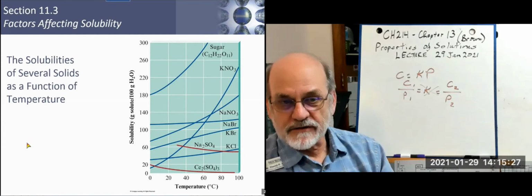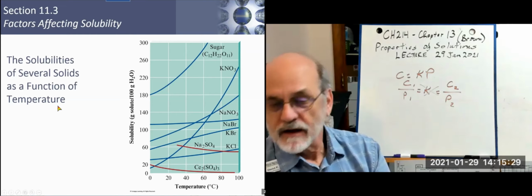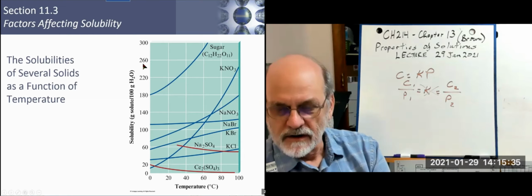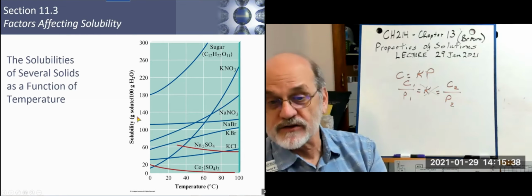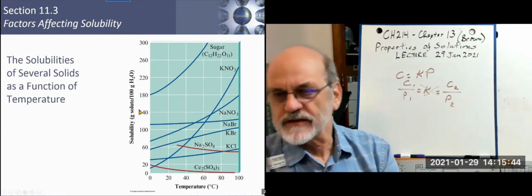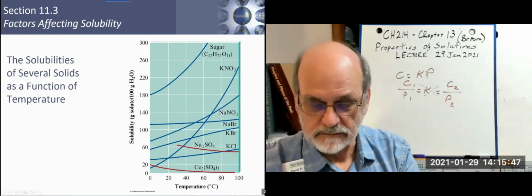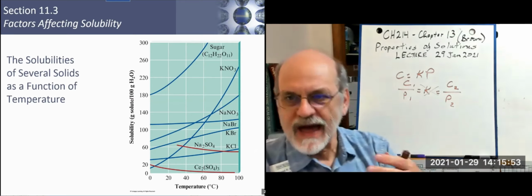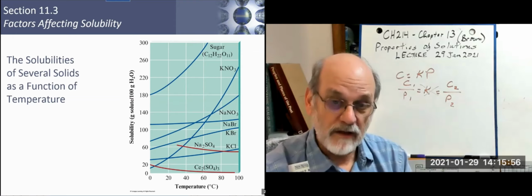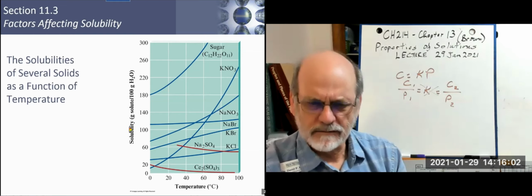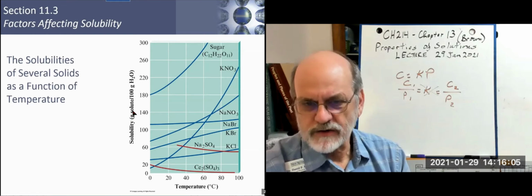The solubilities of several solids as a function of temperature. Most of them, as the temperature rises, the solubility increases. On this axis, we've got solubility expressed as grams per 100 grams of water. This is a unit of solution concentration that we didn't introduce before, but it's similar to the mass percent. In fact, it is a mass percent. Yeah, we did talk about it. Parts per 100 parts, so many grams of solute per 100 grams of solvent.